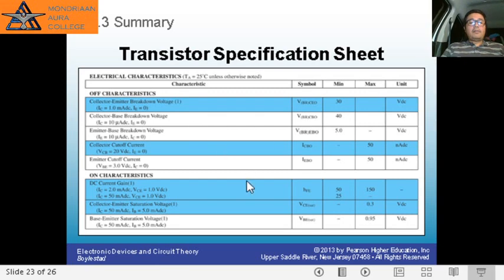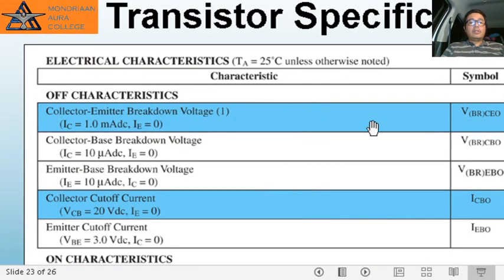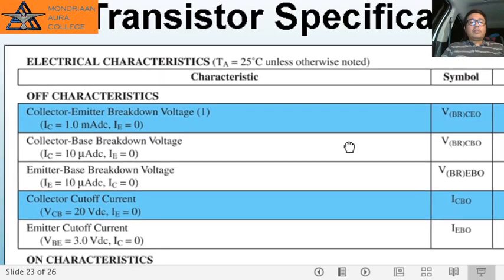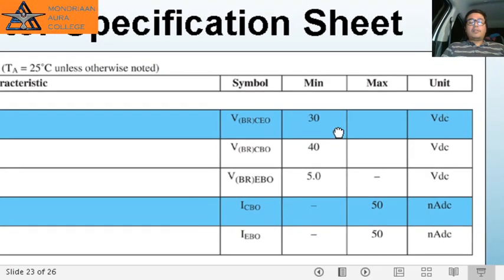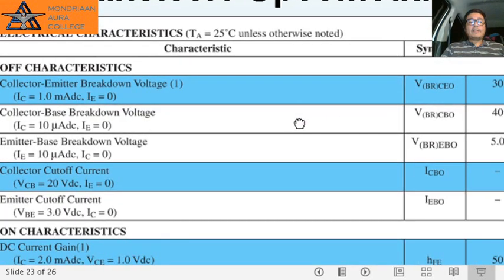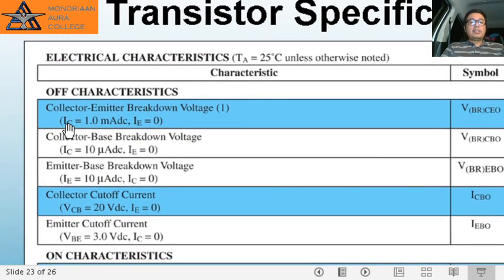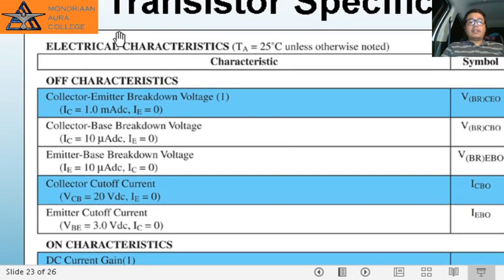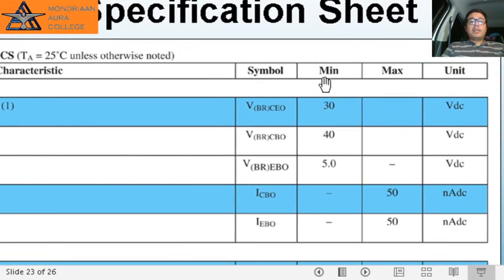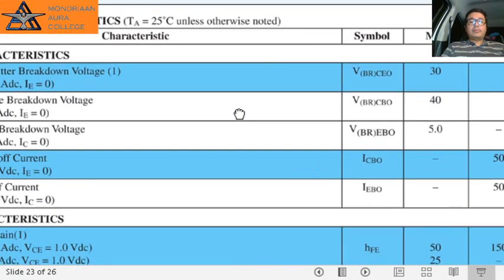Next, we have the collector emitter breakdown voltage. So, it's a minimum of 30 volts DC. So, kung mapapansin natin dito, IC is equal to 1 milliampere DC and IE is equal to 0. So, this is the off characteristic. So, ibig sabihin, ito yung VCE natin, kapag naka-off yung ating transistor. Ang minimum daw ay 30 volts.